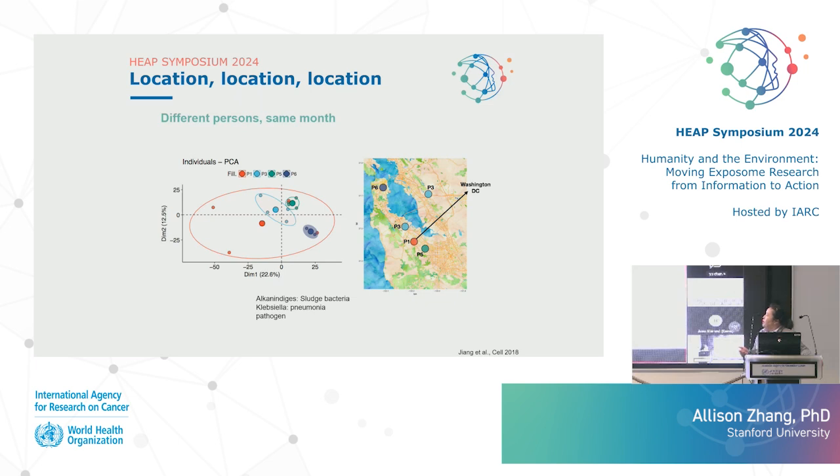If we plot all the samples from the individuals, we could see the samples from the same individuals clustered together, indicating a personal signature on the exposome composition. We could see, even though they all live in a general geographic area, their samples are still different from each other. We could see the nice distinction between P3, P5, and P6. For P1, who travels all around, his samples are more scattered. So the location plays a big role in the exposome composition.